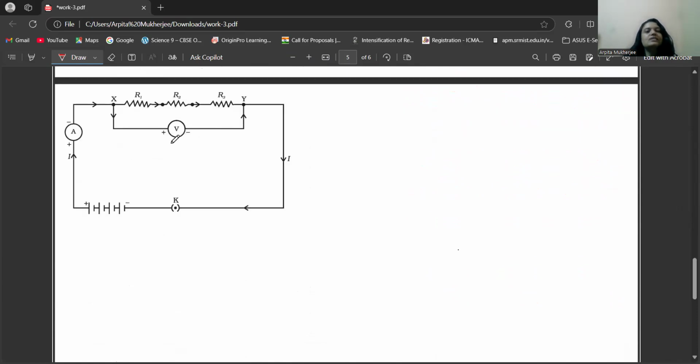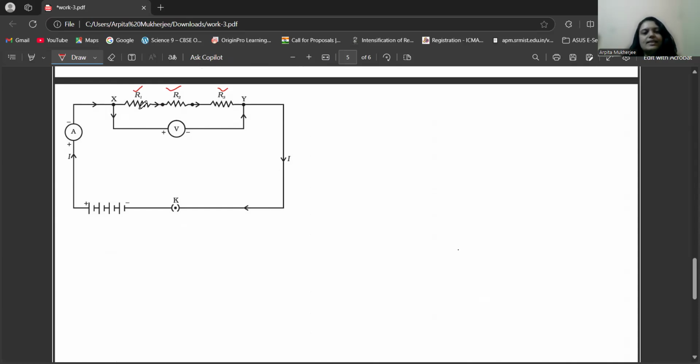As you can see in this figure, there are 1 resistor, 2 resistors and 3 resistors which are connected in series because they are connected back to back. Here there is a voltmeter which is connected in parallel to the circuit, and here there is an ammeter which is connected in series. There is a battery, there is a key, and this is the current I which is flowing through the circuit.